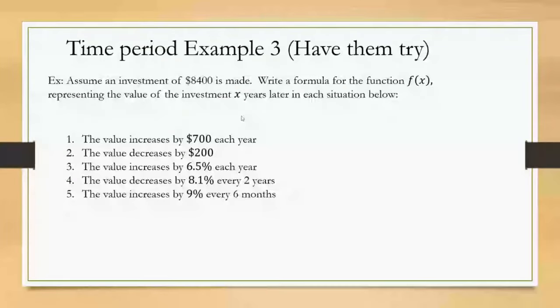Okay, so this one's a little bit different, right? Mostly because we're assuming we have an investment of $8,400. I don't know what we invested in, but for now that doesn't really matter. We're going to write a formula for the function f of x that gives us the value of it x years later, and we're doing that for each of these situations below.